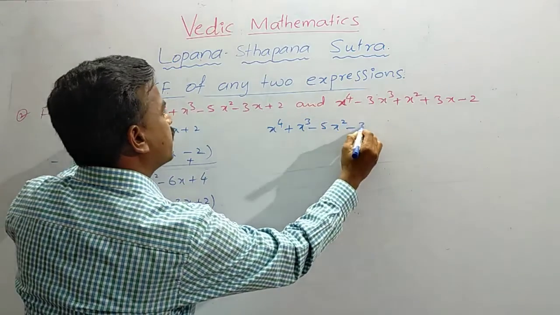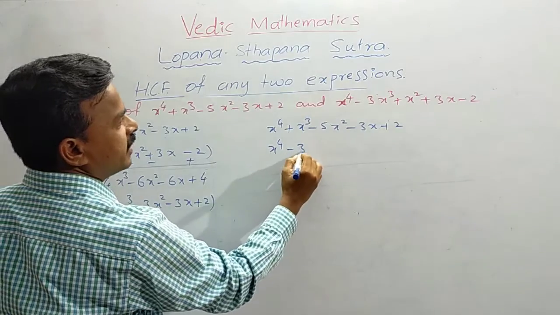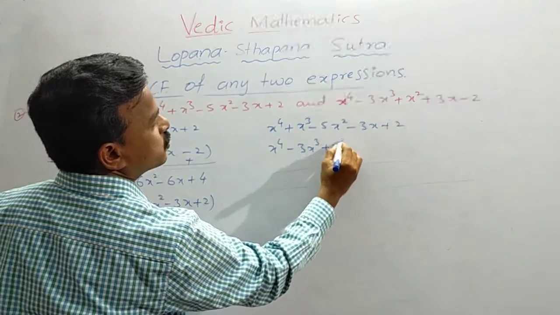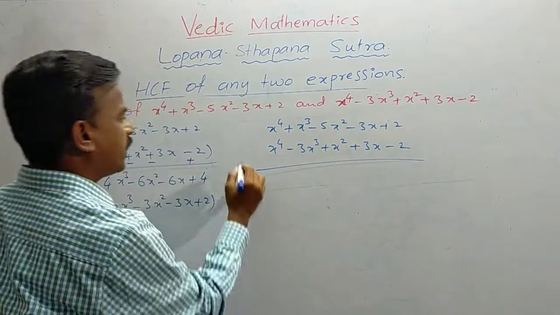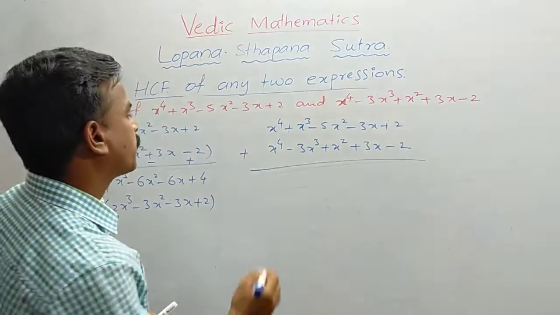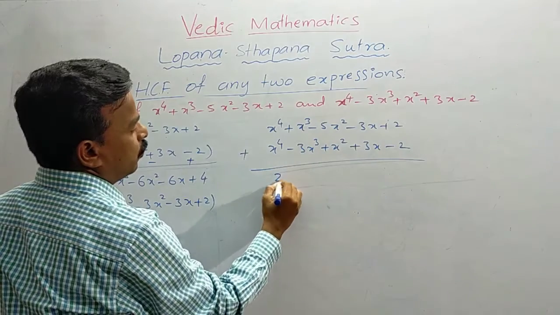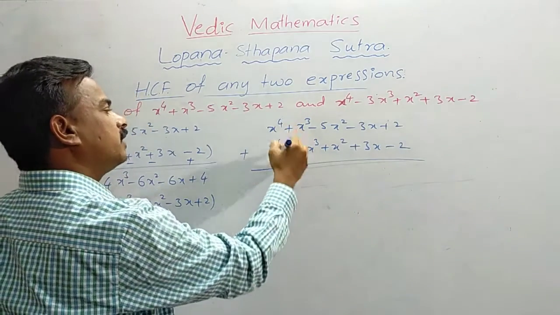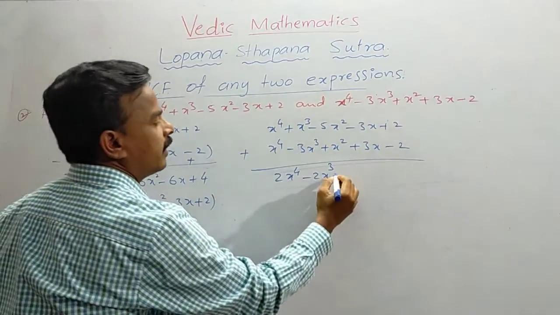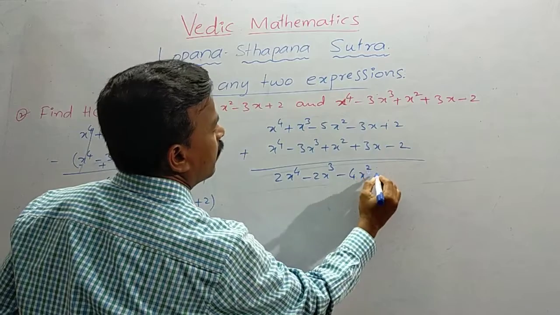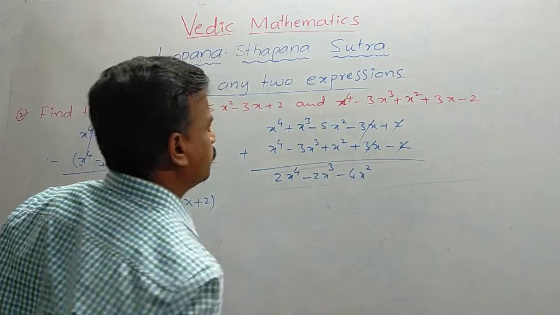Now addition, x to the power of 4 plus x cube minus 5x square minus 3x plus 2, and x to the power of 4 minus 3x cube plus x square plus 3x minus 2. Now we are adding these two expressions. x to the power of 4 plus x to the power of 4 is 2x to the power of 4. And this is the addition of this one, minus 2x to the power of 3 and minus 4x square. This is 0 and this one also 0.